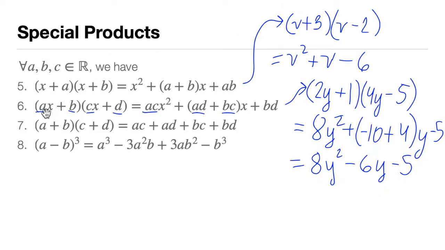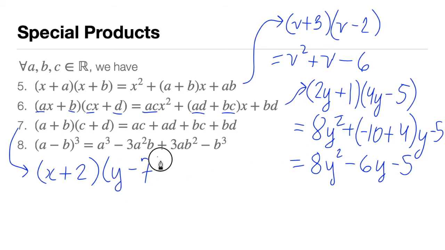Okay, for number 7, I'm going to put it here. So a plus b times the quantity c plus d. For all a, b, c, d in the reals, let's make it a very simple one. We'll have x plus 2 times the quantity y minus 7. What happens here is that we're going to multiply first the first terms, added by the product of the outer terms, added by the product of the inner terms, added by the product of the last terms.